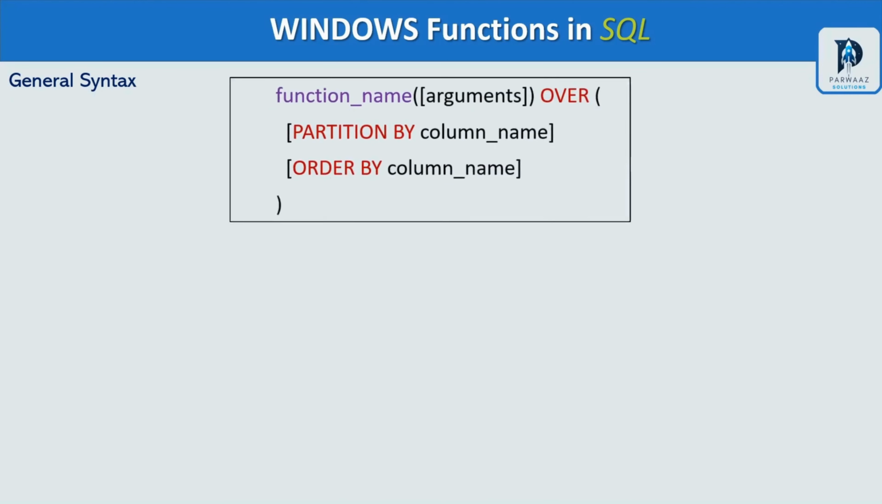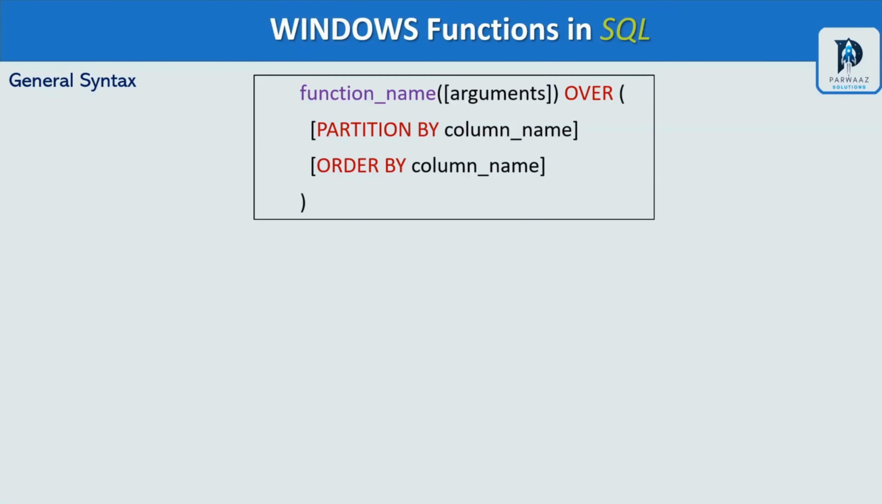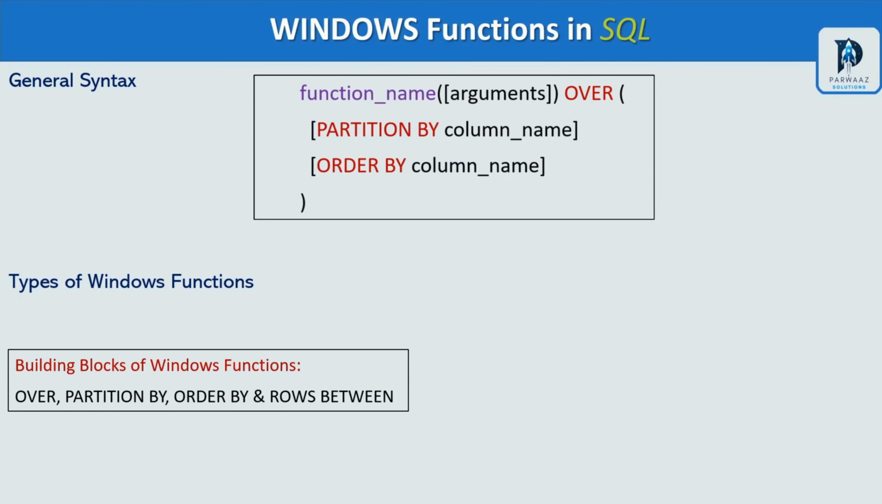Based on the above syntax, here are the types of functions available in window functions. The very first set is the building blocks of window functions. We have already discussed that. In that we have OVER, PARTITION BY, ORDER BY, and ROWS BETWEEN. Out of that, only OVER is mandatory. Without that, you cannot write a window function.